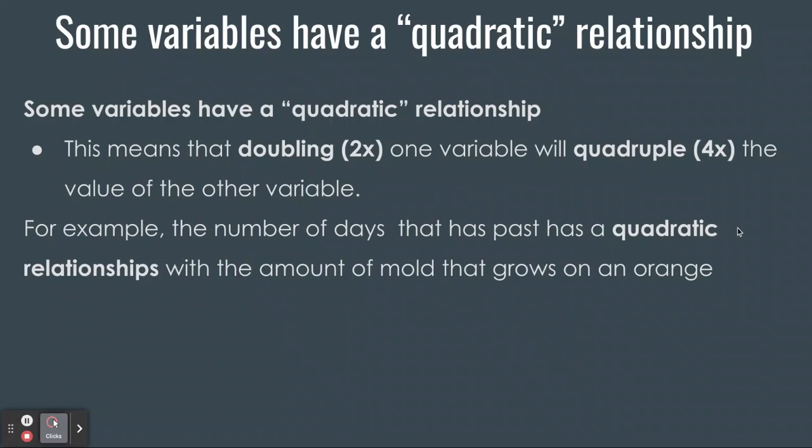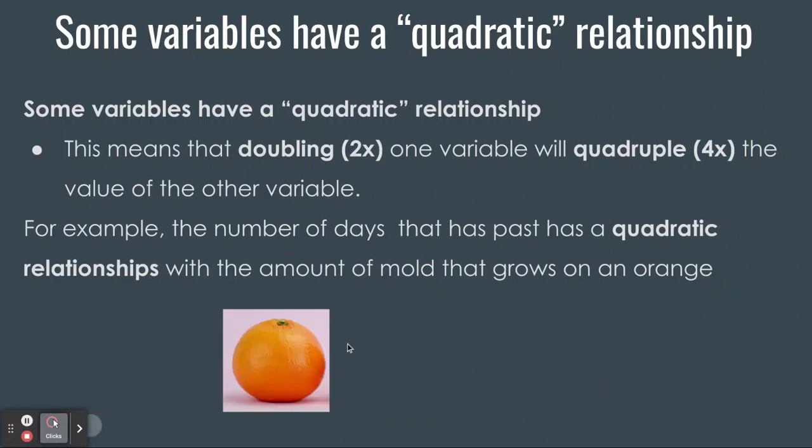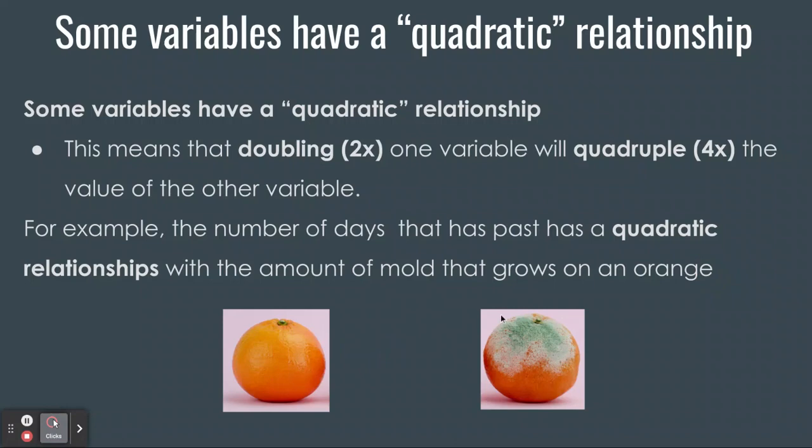Here's an example. The number of days that has passed has a quadratic relationship with the amount of mold that grows on an orange. So we got our orange on day 1, and by day 2, there's 4 times as much. Now, these are just some random pictures of an orange, but what I want you to get with this relationship is that it's really, really fast growth. And there are some examples in physics of quadratic relationships, and we'll get to those. So I don't want to spoil it for you.